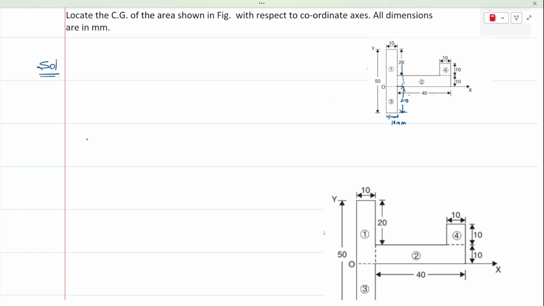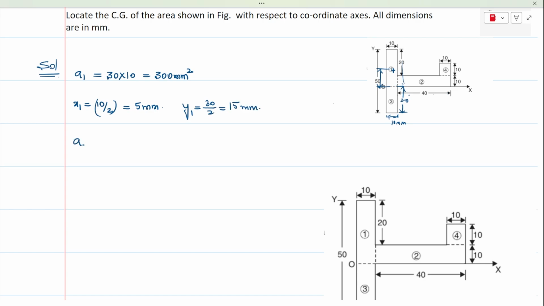So the centroid for this lamina needs to be computed. So let's begin the process of calculating the areas. Area number 1 is 30 into 10, which is 300 mm square, and the centroidal coordinates for area number 1 will be, that is, x1 would be 10 by 2, which is 5 mm, and y1 would be equal to the distance from point O up till here, which is 30 by 2, and that is 15 mm.